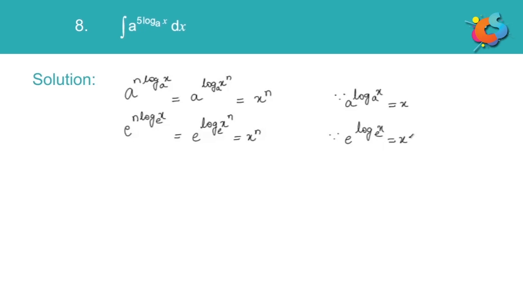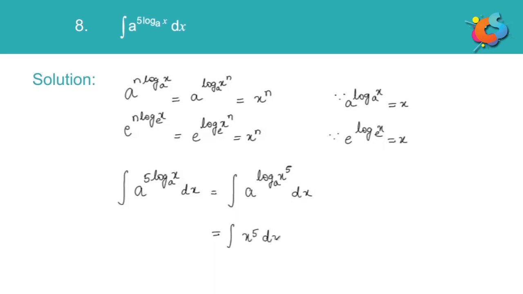Let me consider a simple problem. Integration of a to the power of 5 log x base a with respect to x. Using the previous property, we can write the same as a to the power of log x power 5 base a, which is the same as x to the power of 5. And we know that integration of x power 5 is x power 6 by 6 followed by the constant c.